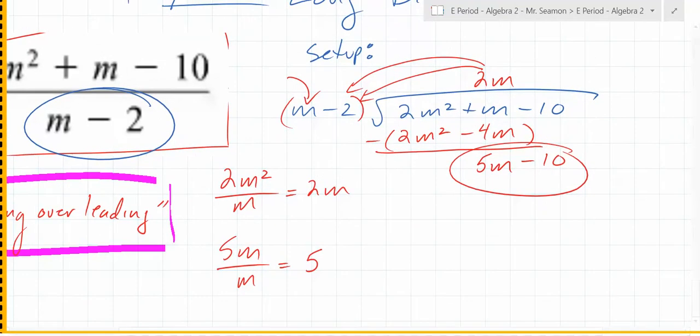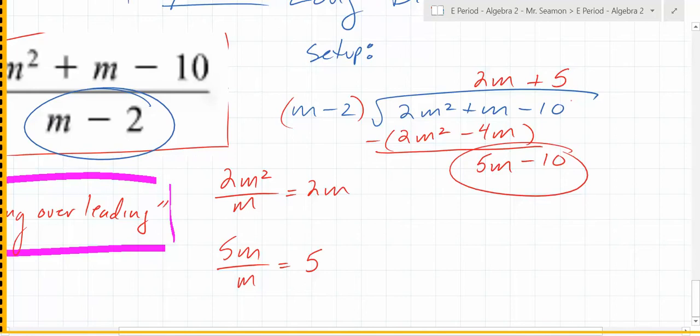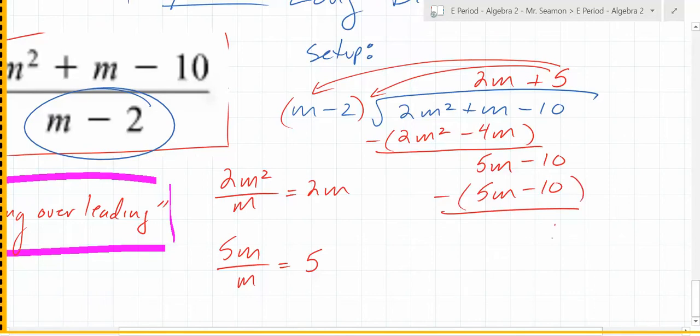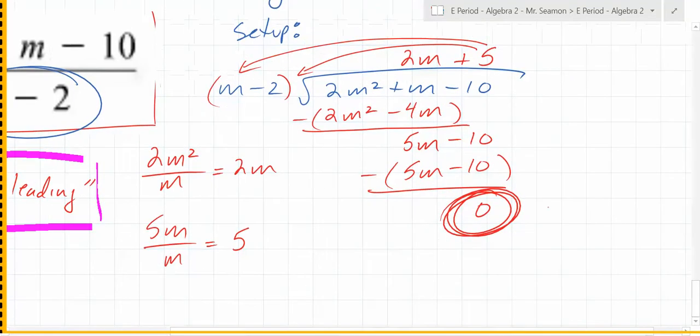What do you do with that 5? Where do you put it? You put it on top. So it's plus 5. What do you do when you place that 5? Multiply. What's 5 times m? What's 5 times negative 2? Minus 10. What happens when you subtract this? What does that number represent? The remainder. Is a 0 remainder really good?